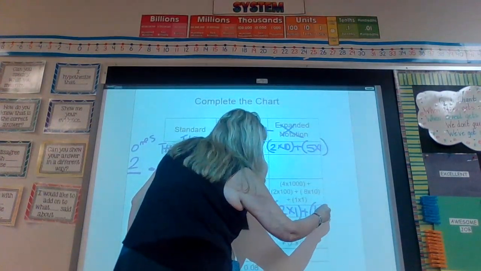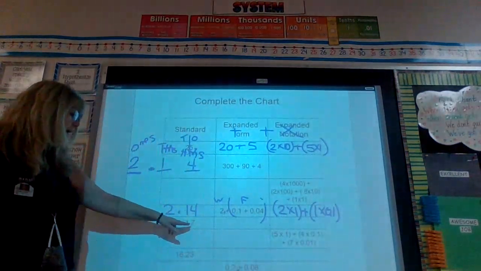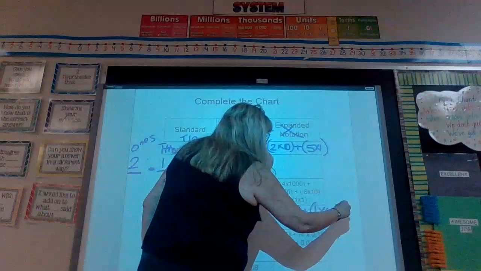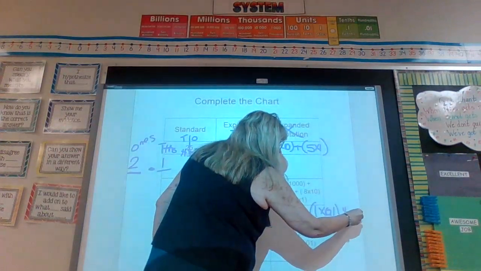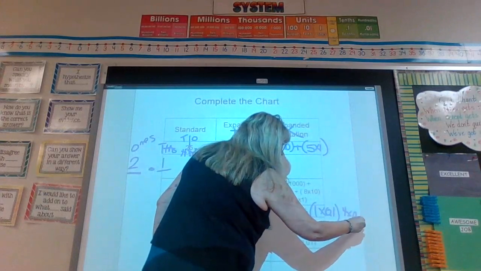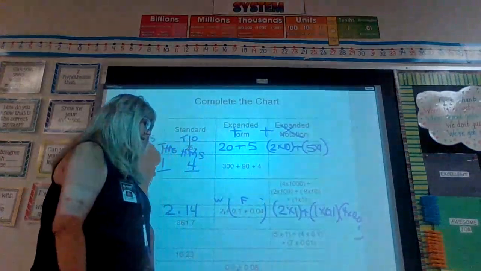So 1 times 0.1. And that 4 is in the hundreds place, so 4 times 0.01. Sorry, that didn't copy down as well, but you can see it.